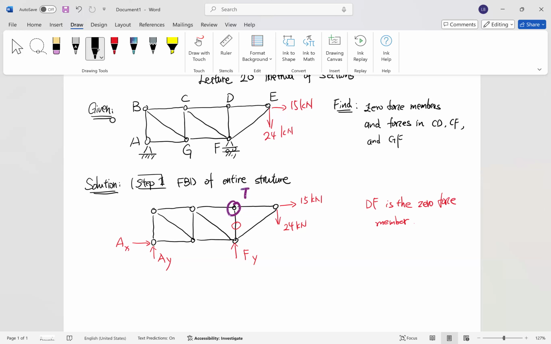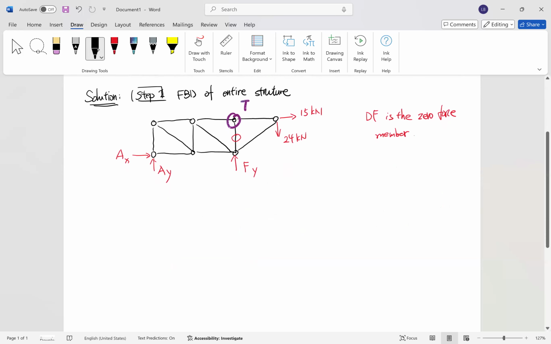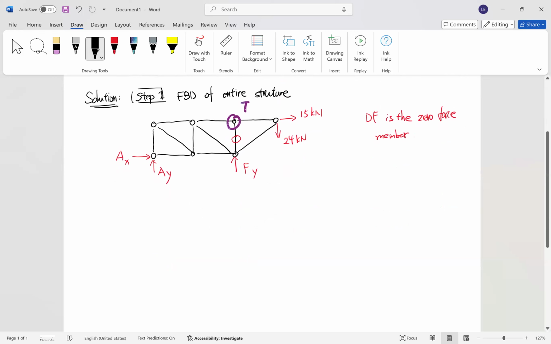Then we can go ahead to solve the structure, and recall that typically the first step is to solve the unknown reactions for the supports. Now we already have the free body diagram of the entire structure, so we can go ahead to establish the equations of equilibrium of the entire structure, right?